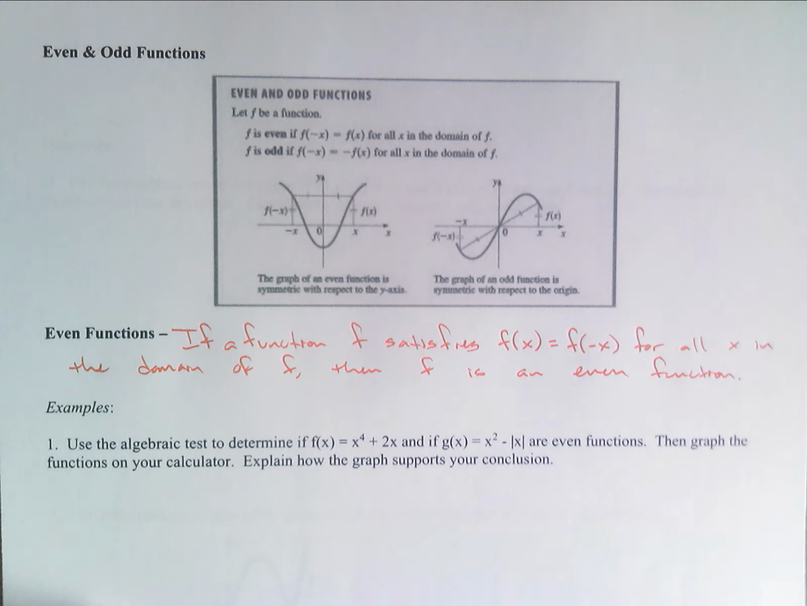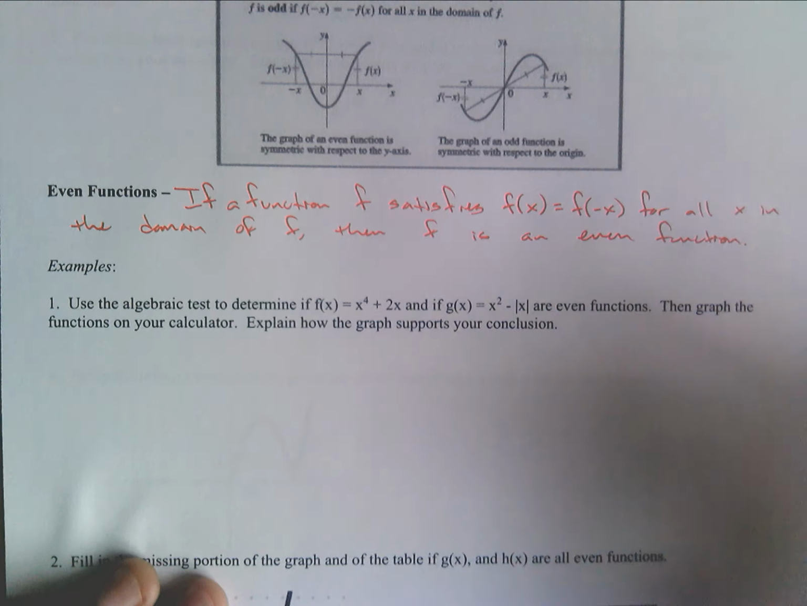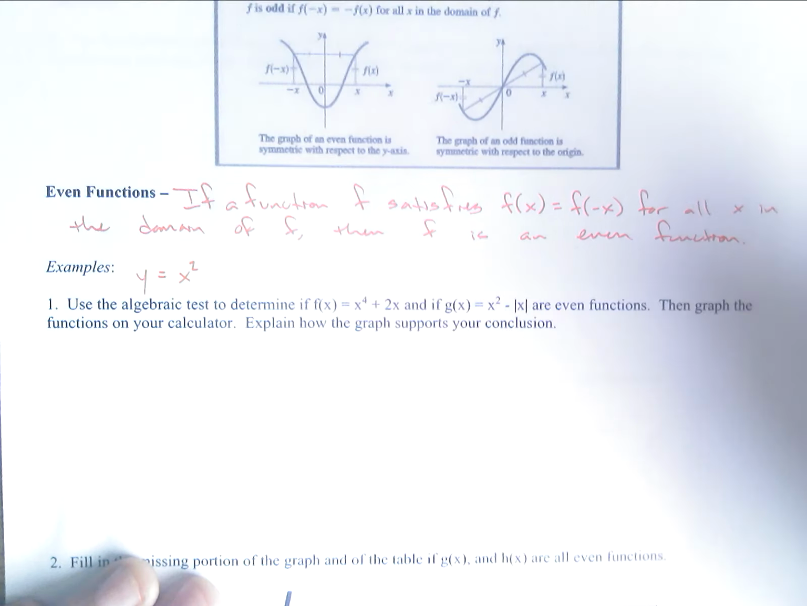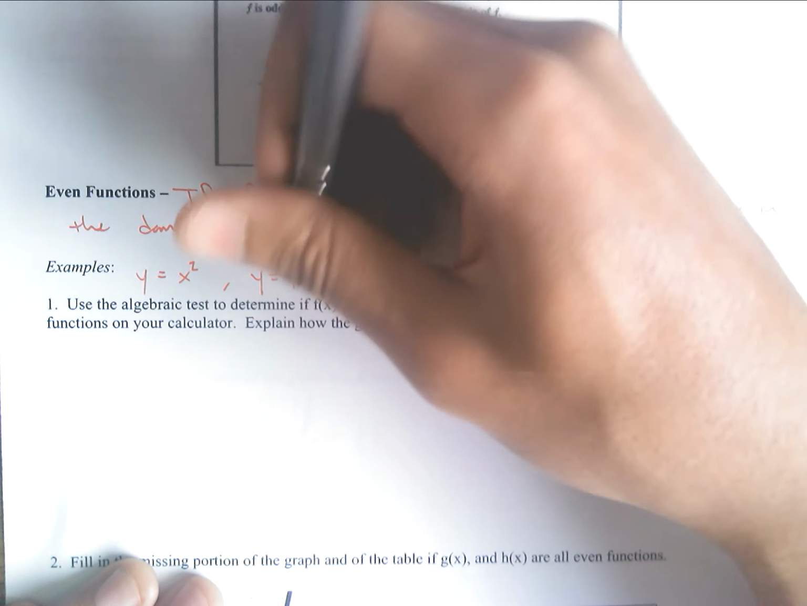If a function f satisfies f of x equals f of negative x for all x in the domain of f, then f is an even function. In other words, our function is an even function if it's symmetric about the y-axis. A few examples of even functions: the parent function for a quadratic is an even function. It's symmetric about the y-axis. Another one is the absolute value function, y equals the absolute value of x.